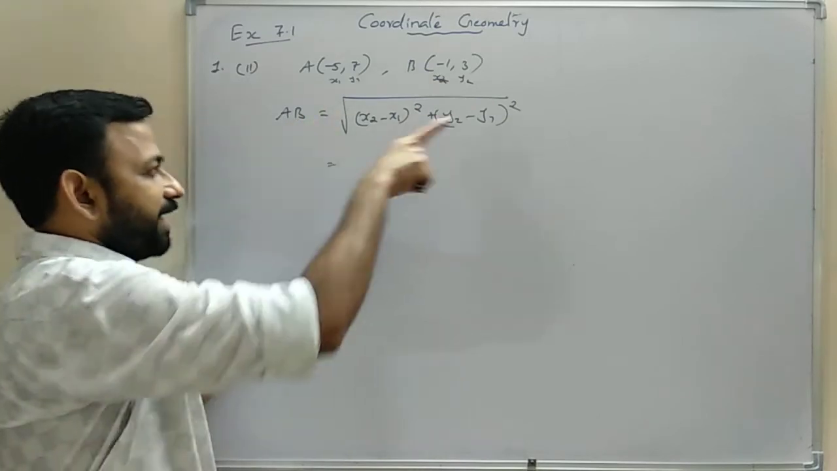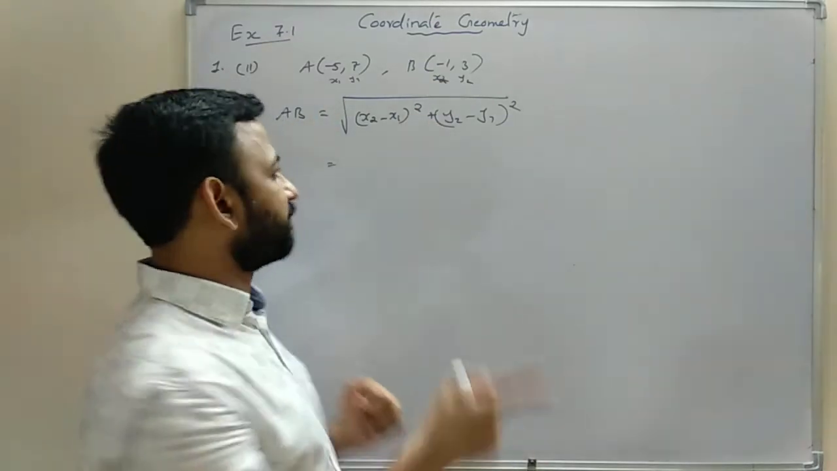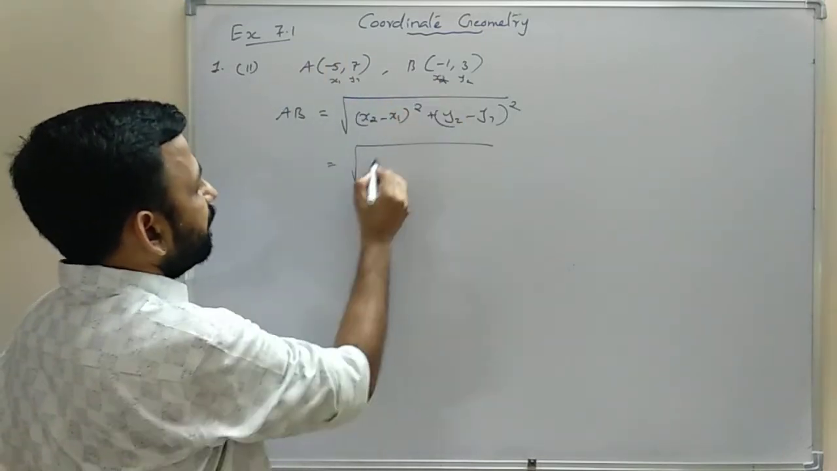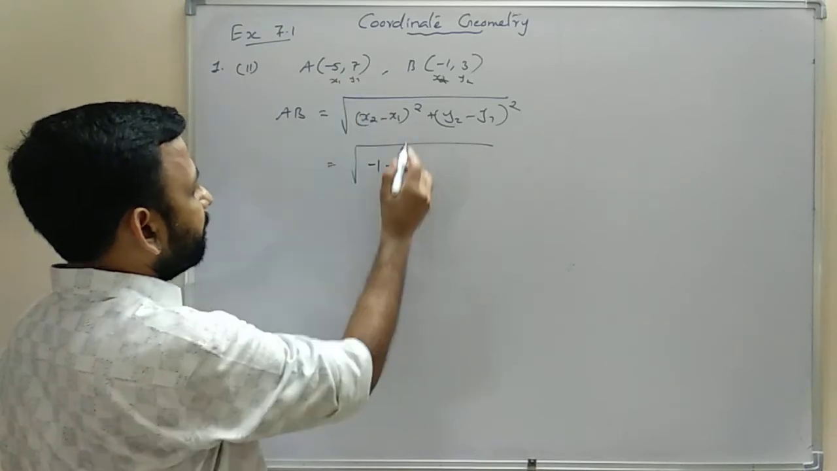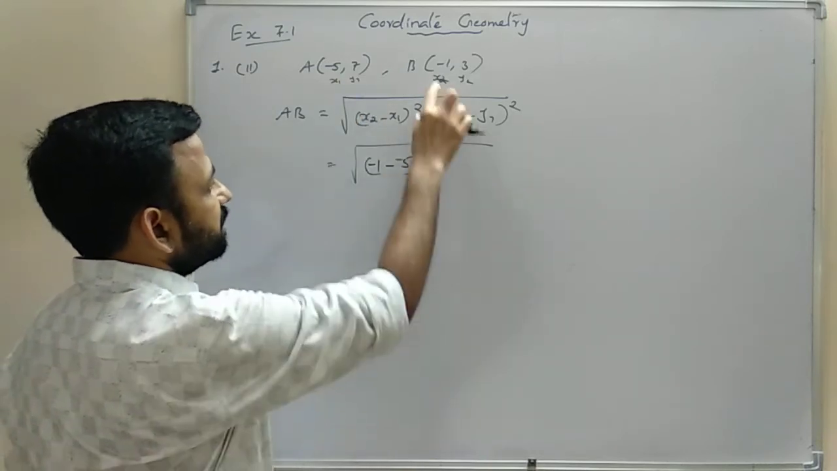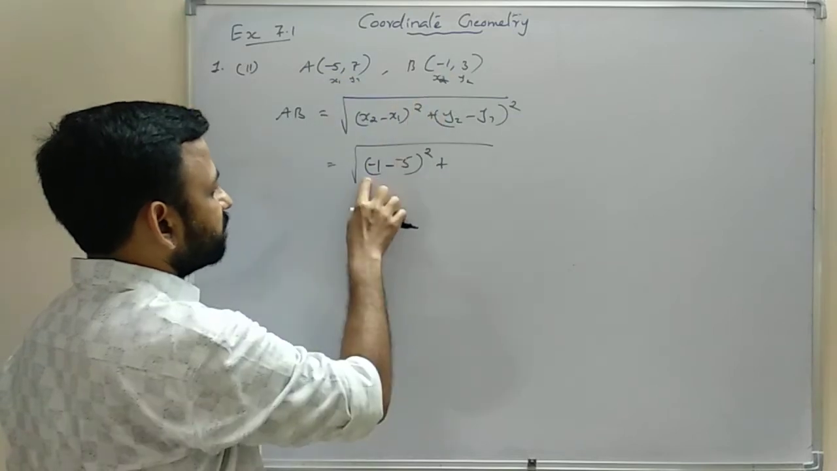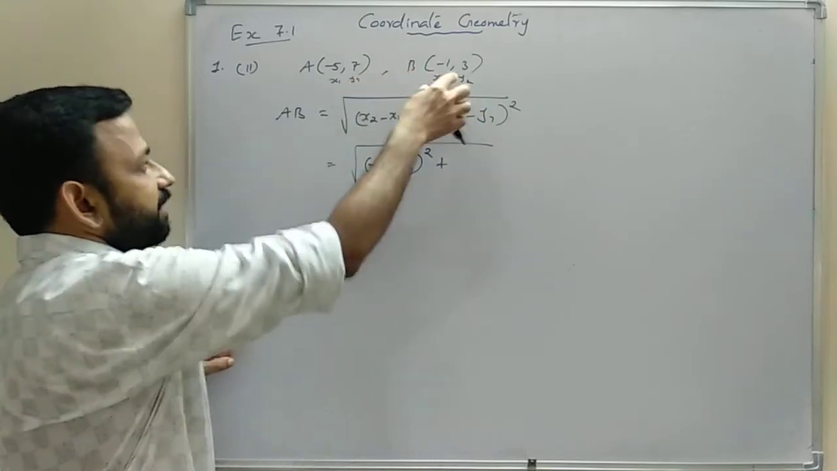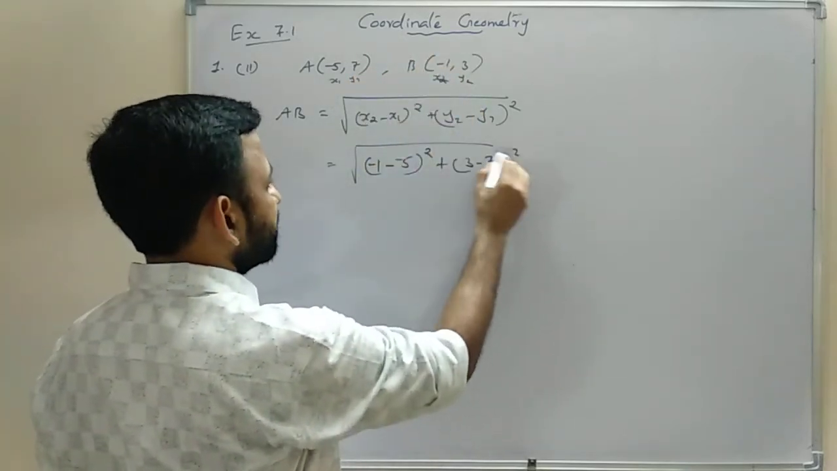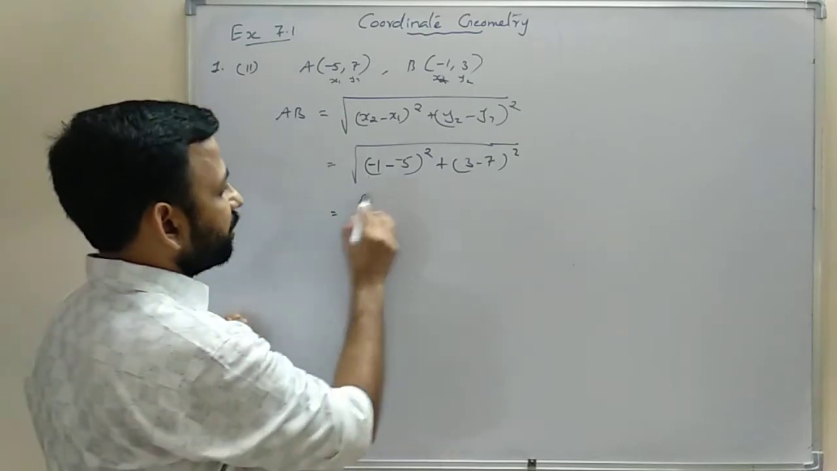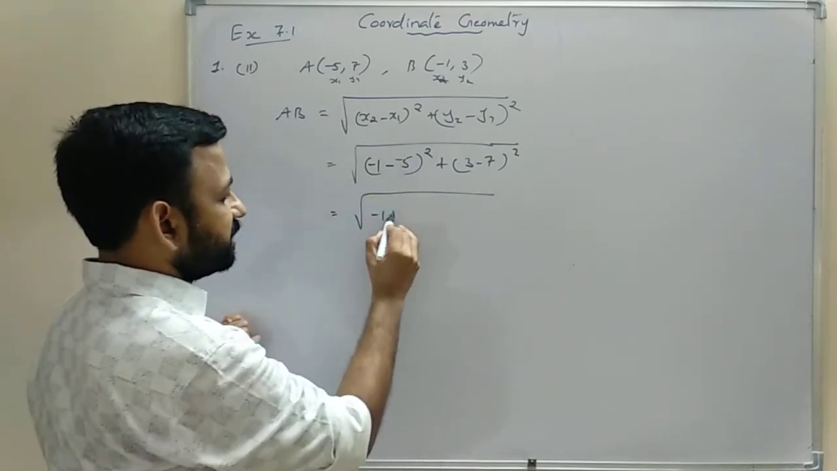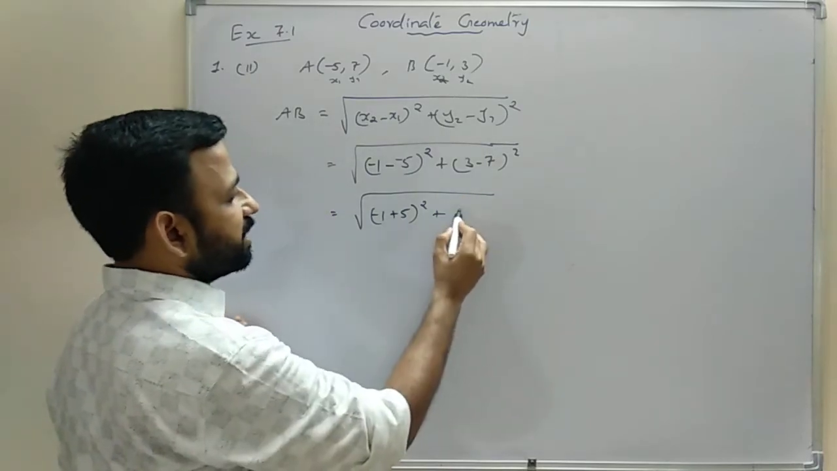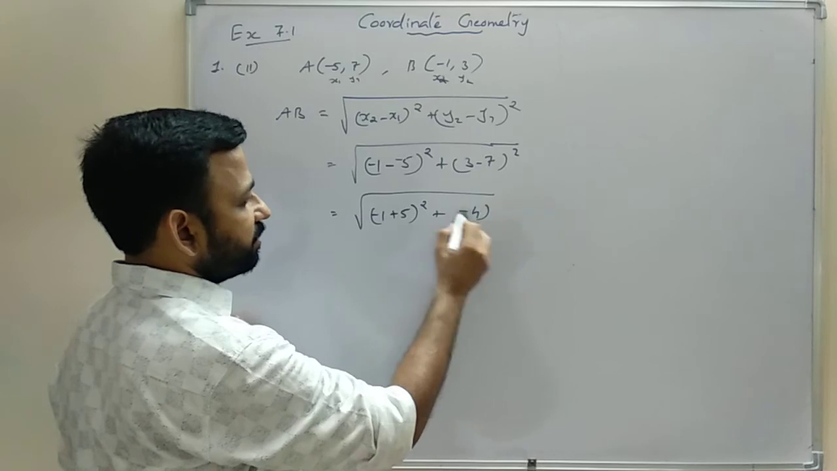AB is equal to under root x2 minus x1 all square plus y2 minus y1 all square. So that is under root of minus 1 minus minus 5 whole square plus y2 minus y1, that is 3 minus 7 whole square. That is equal to square root of minus 1 minus into minus, that is plus 5, whole square plus 3 minus 7, that is minus 4, whole square.